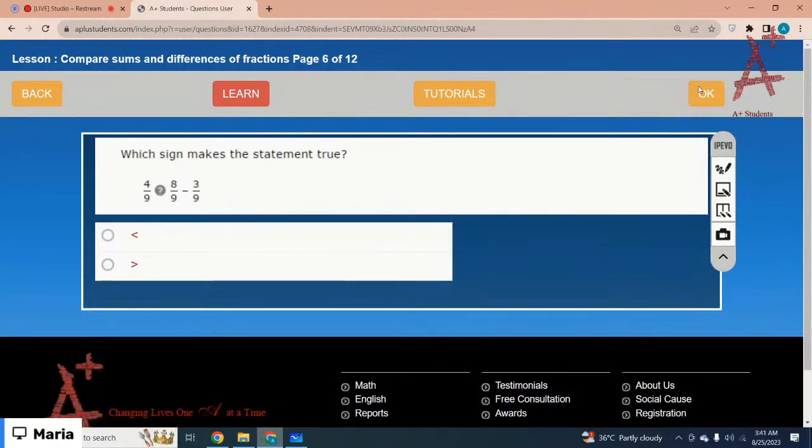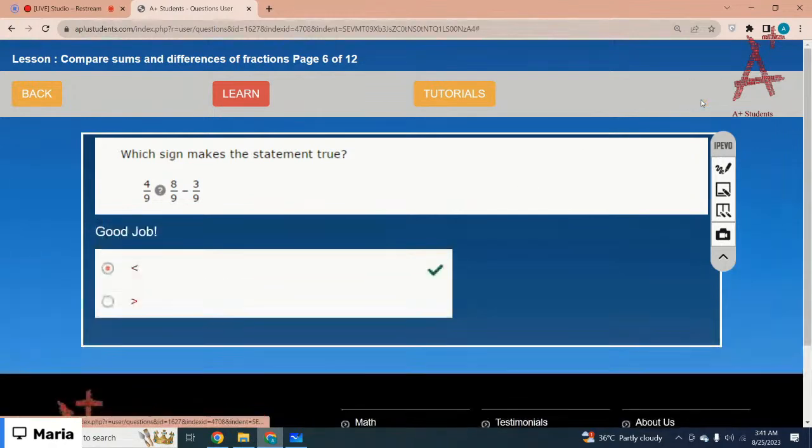Okay, 8 minus 3, 9 minus 3 by 9, they have like denominators. Simply subtract, right? 8 minus 3 is 5 over 9. So 4 over 9 is less than 5 over 9, right? Okay, you can complete the lesson by yourself later today.